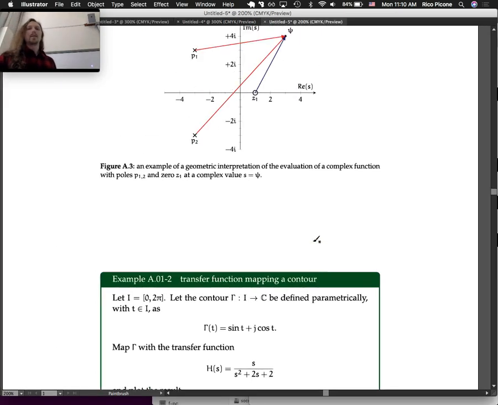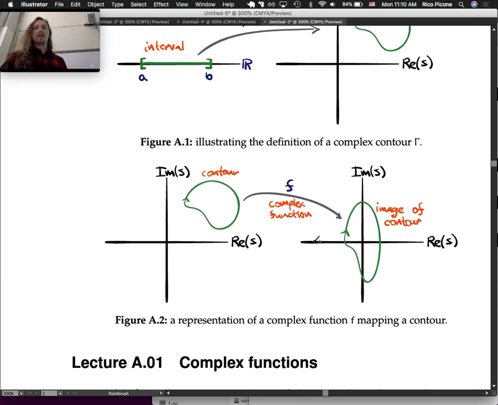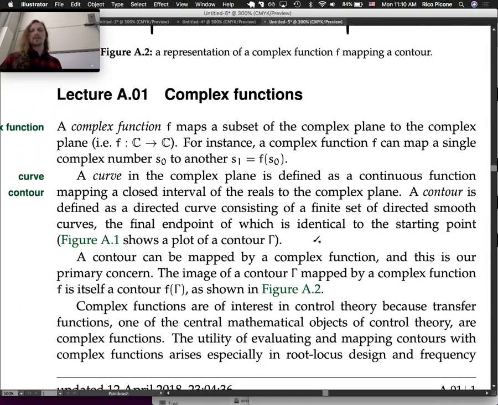So we need to do some complex analysis, and so this is lecture A1, complex functions. There's a little bit in this lecture that we won't cover, and if you stuck around and did some more advanced controls courses, then you would need the other parts. But for this class, we only need a subset of this complex functions lecture. But I'll kind of guide us through it. There are some really important aspects of it, so I'll really highlight those.